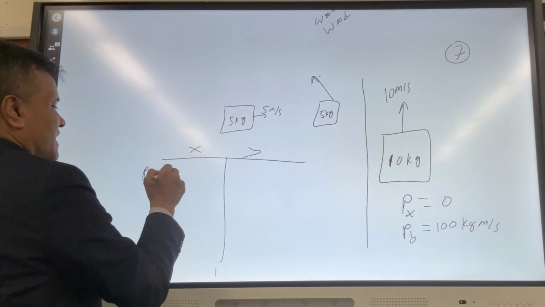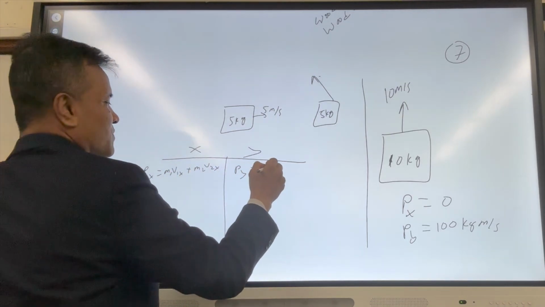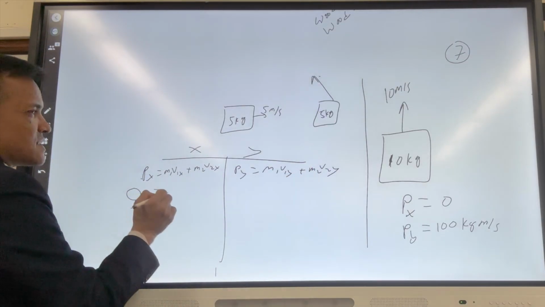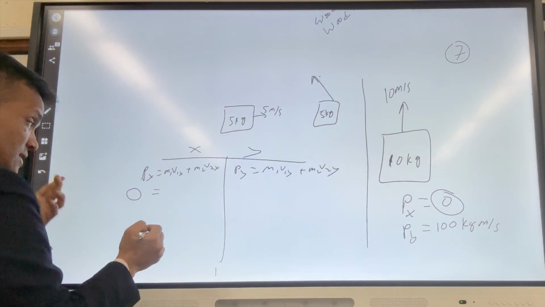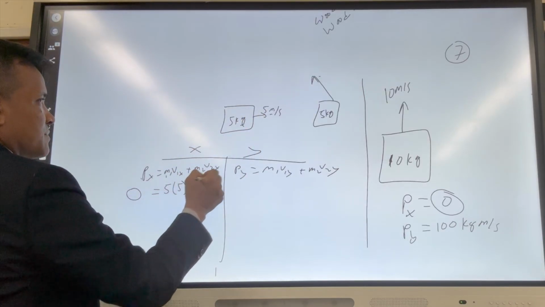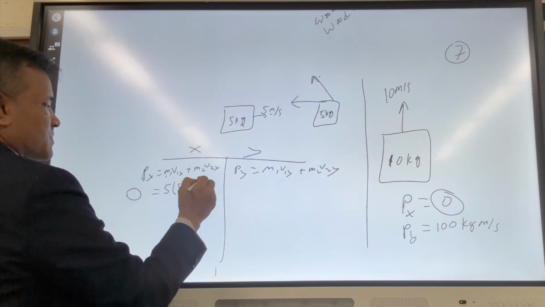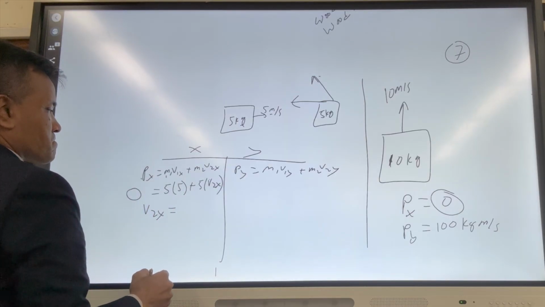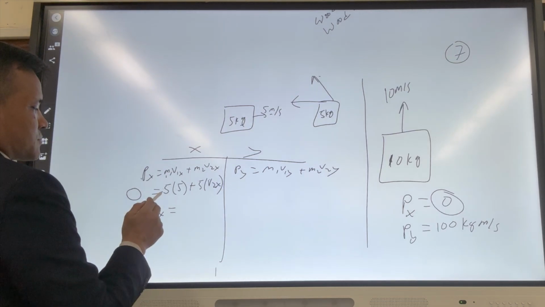Px is equal to m1 v1x plus m2 v2x, and py is equal to m1 v1y plus m2 v2y. So this one is of course 0. Why is that? Because the momentum is 0 before the collision. m1 is 5, v1x is 5, plus m2 is also 5, v2x we don't know. So v2x is equal to 25, so -5.